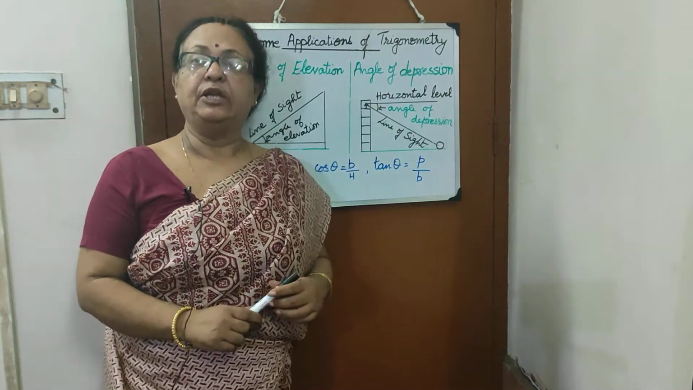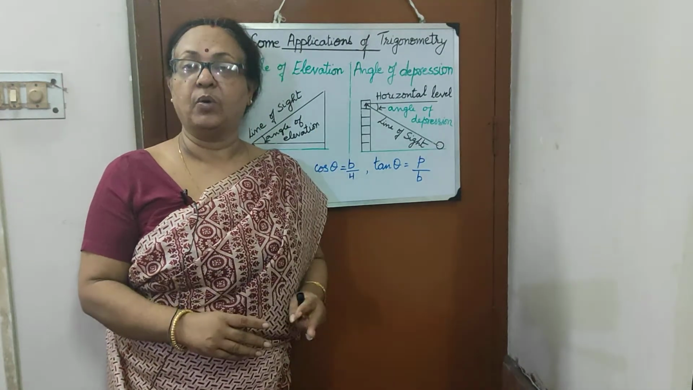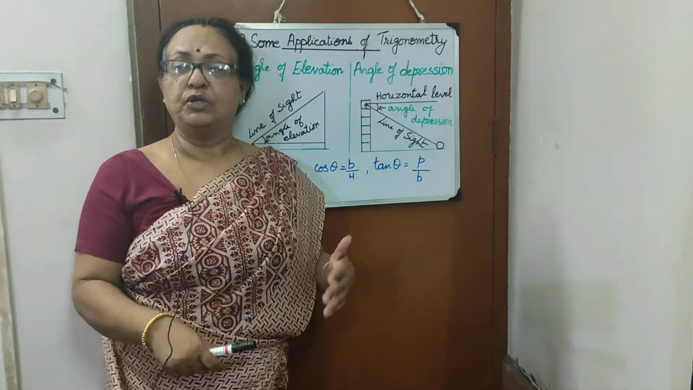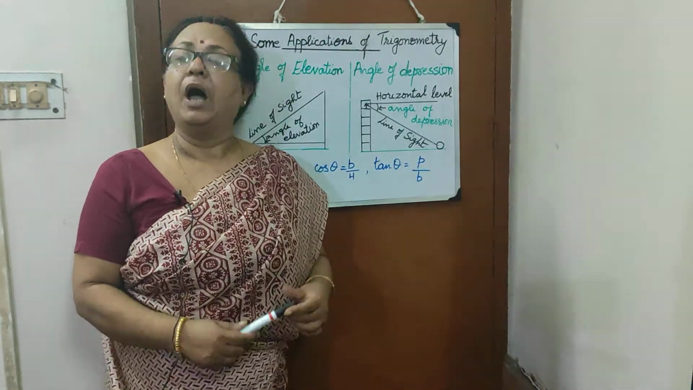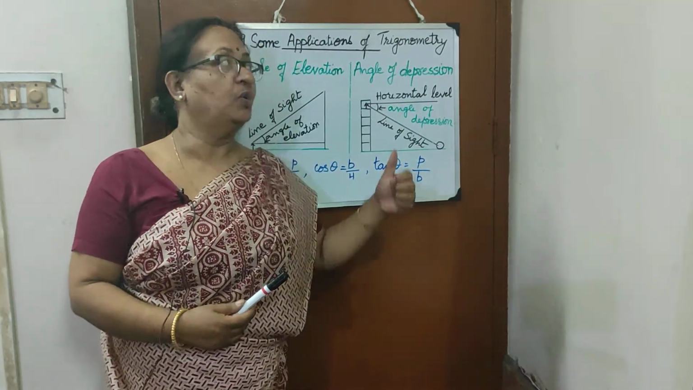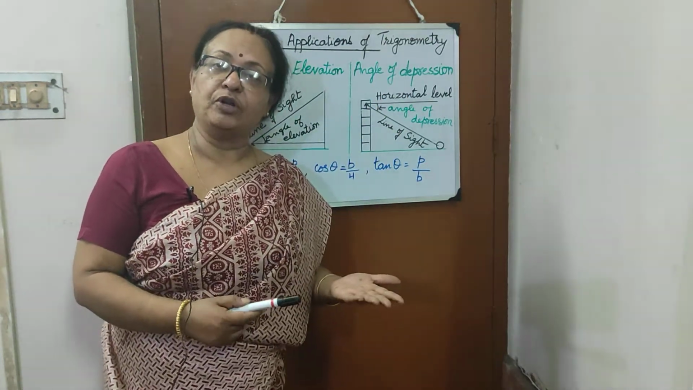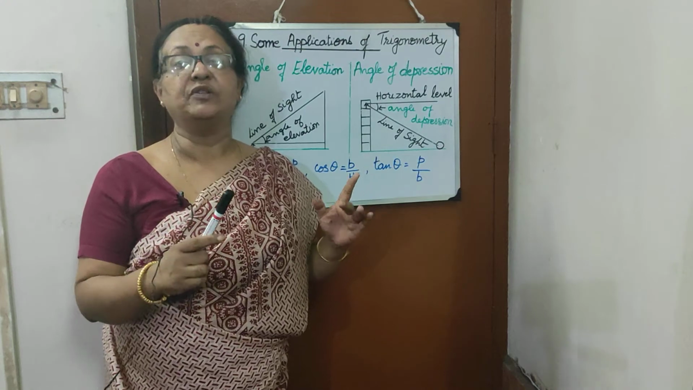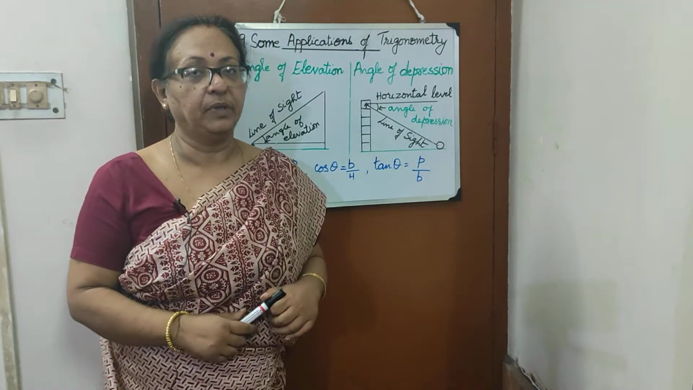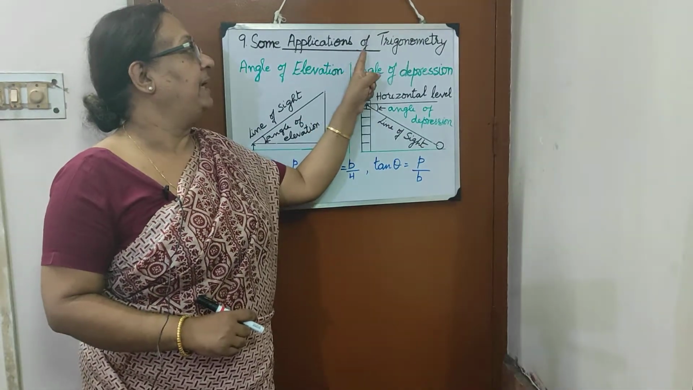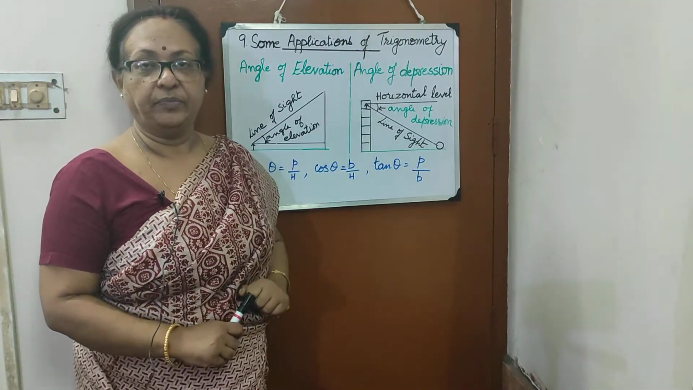Now for example, you need to find the height of a tower, a very tall building, or a mountain. You need to know the breadth of a river. How can we find it? We can use trigonometry. Astronomers also use trigonometry to calculate the distance between two celestial objects. We will now study how we can apply this trigonometry.